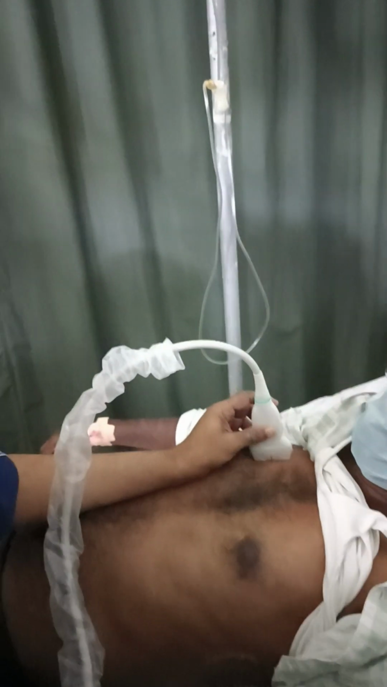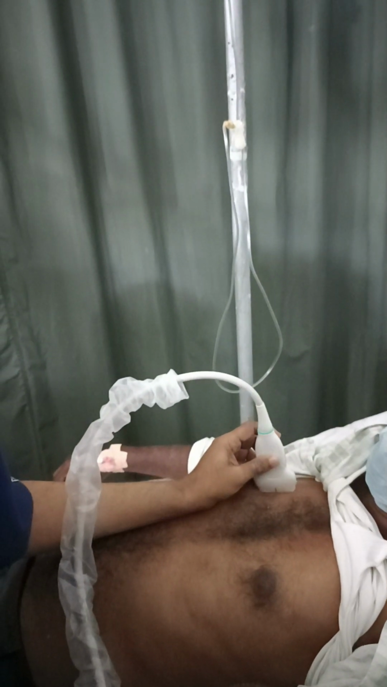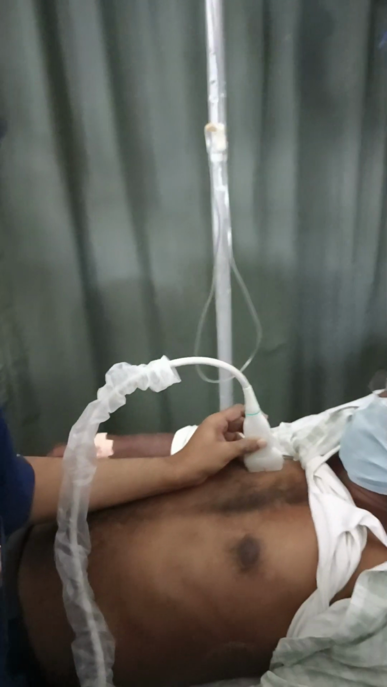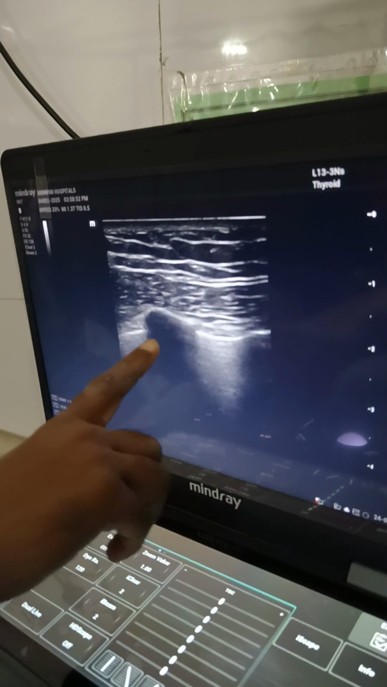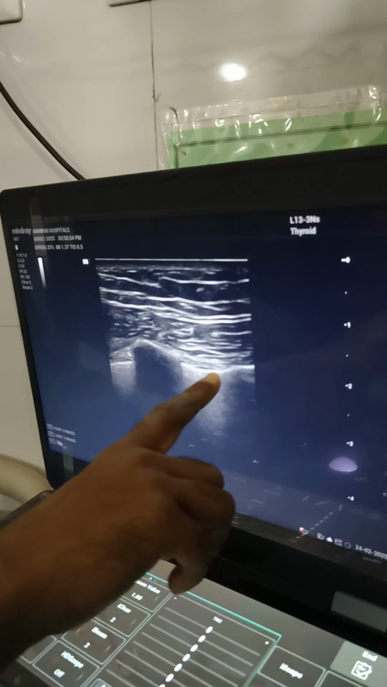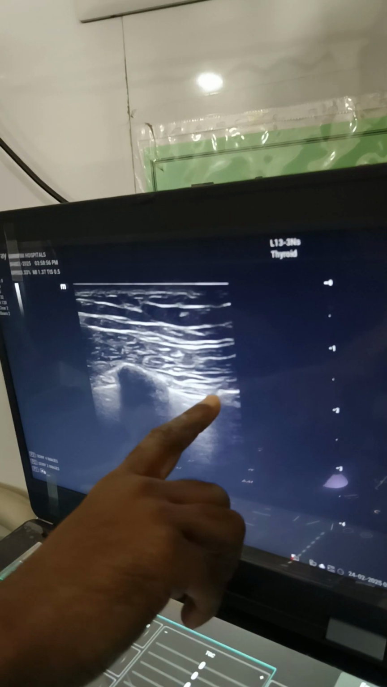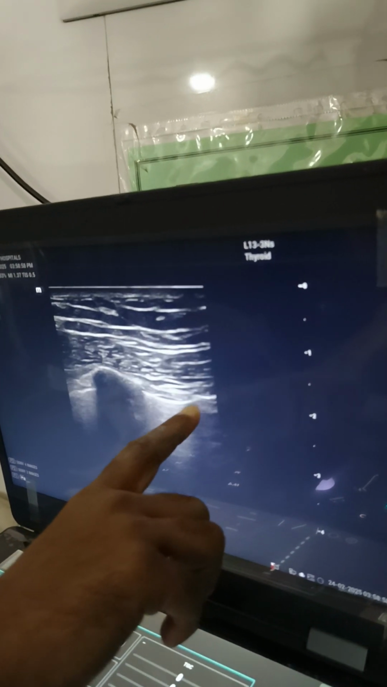Coming back, I am again placing the probe on the normal side to show you the M mode. So this is the normal right side. This is the shadow behind the rib. This is the intercostal space. This is the pleural bright line with sliding.